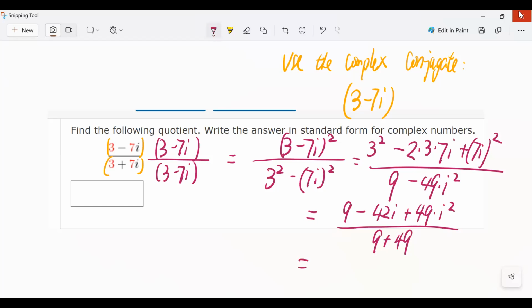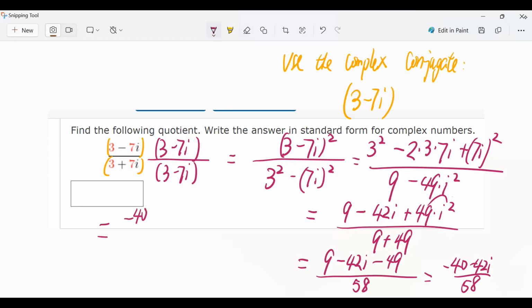Let's simplify further. So 9 minus 42i. i squared is negative 1, so negative 1 times negative 49 gives plus 49 over 58. So 9 minus 49, that's minus 40, minus 42i over 58. Now spread out, we're going to get minus 40 over 58 minus 42 over 58.